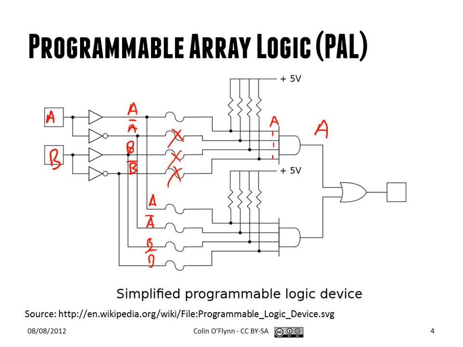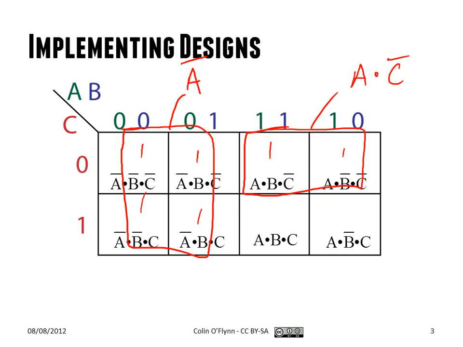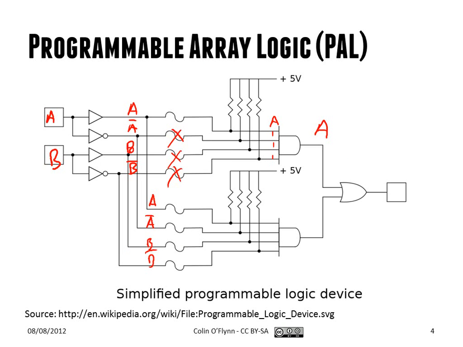For the bottom part, in this case I'm only showing two inputs, but say if you wanted A and B complement, say I was trying to implement that. What you would do is, again, you can blow any of the fuses that are stuff you don't want. They'll just go to 1, and you'll be left with A and B complement. And then your final output would become A or A and B complement. So this is, in a sum of products form, how you could implement some design.